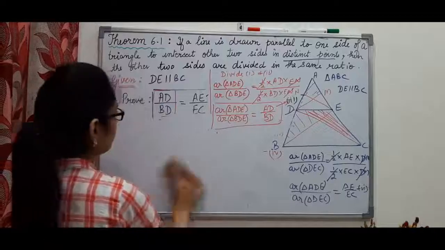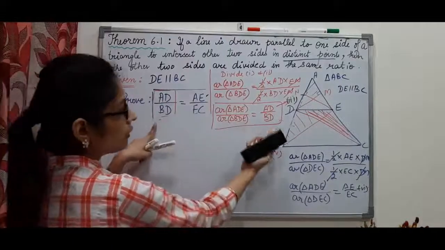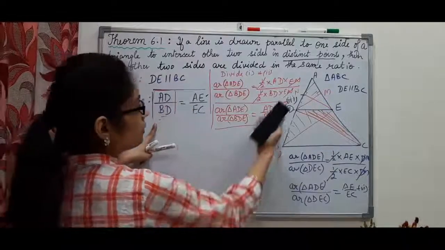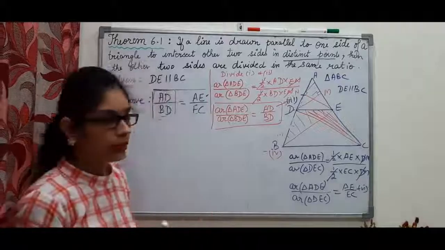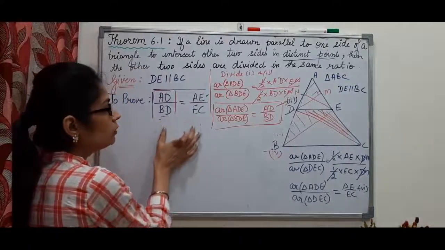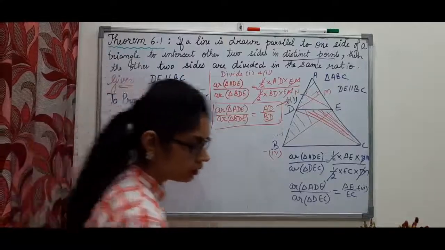We have done everything and we have got these two values. This also we have got in third point, AD upon BD. And AE upon EC also we have got in sixth point. But we need these values equal to each other. Now they are equal to these areas.